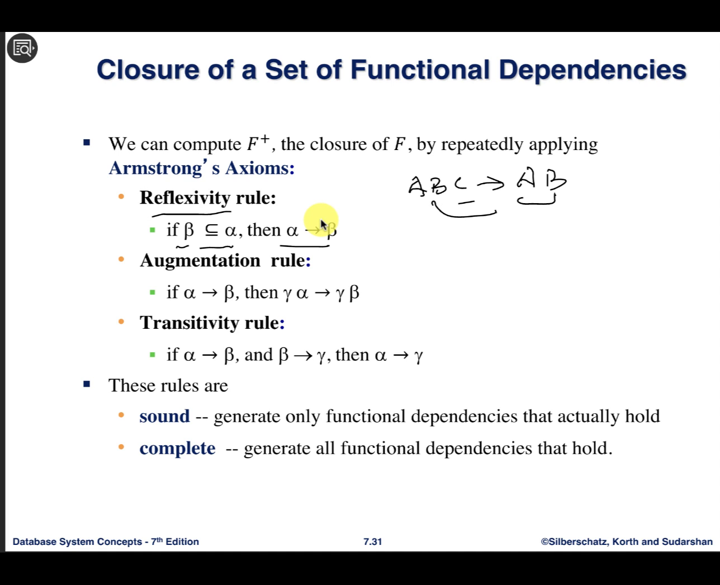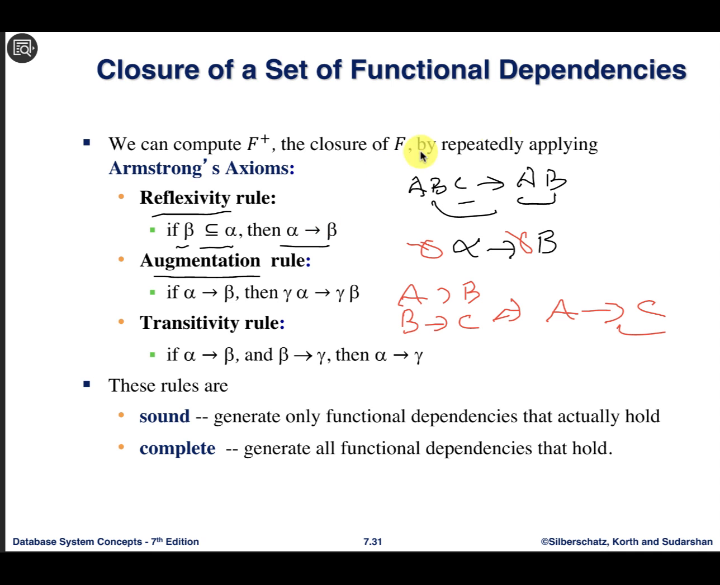Augmentation. What does that mean here? You have, for example, alpha determines beta. You can just add the same attribute, for example gamma, to the left-hand side and the right-hand side. It's not going to affect anything, so we come up with another functional dependency. Transitivity rule: we have A determines B, and you do have B determines C. So you can say it looks like A determines C. This is another functional dependency we can produce here.